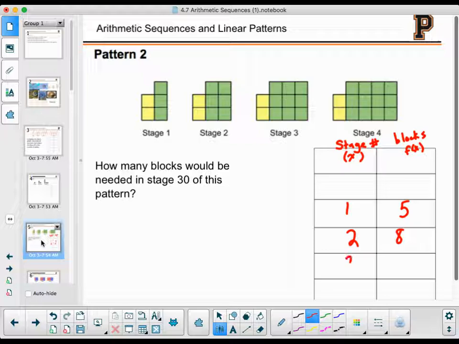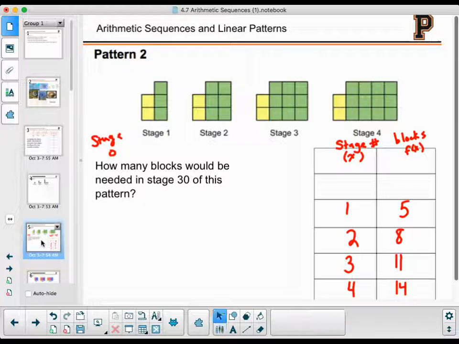Stage 3, you've got 3 groupings of green plus the 2. So you got 9 green blocks plus the 2 yellow blocks. That's 11. And what you can see as we continue along with this table is a linear pattern. Okay. Stage 4, you've got 4 groupings of 3 greens, and then plus our 2, that's 4 times 3, which is 12, plus the 2, that's 14. Okay. Now my challenge for this would be to draw stage 0.